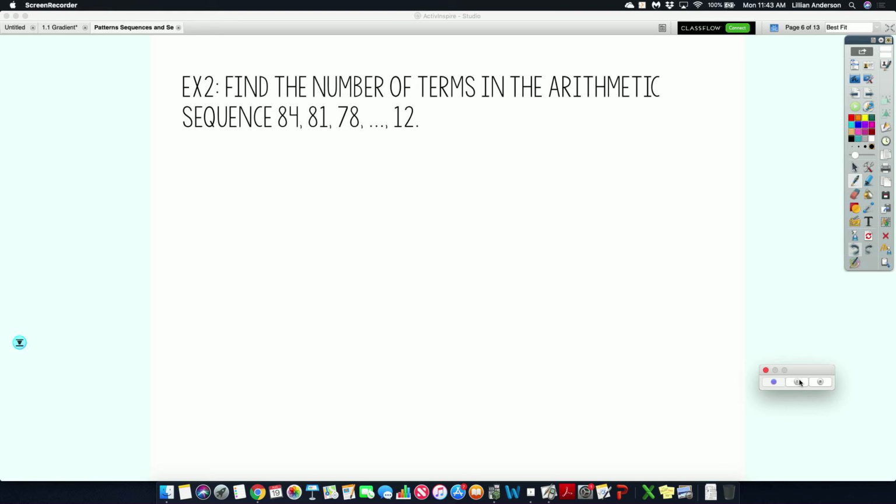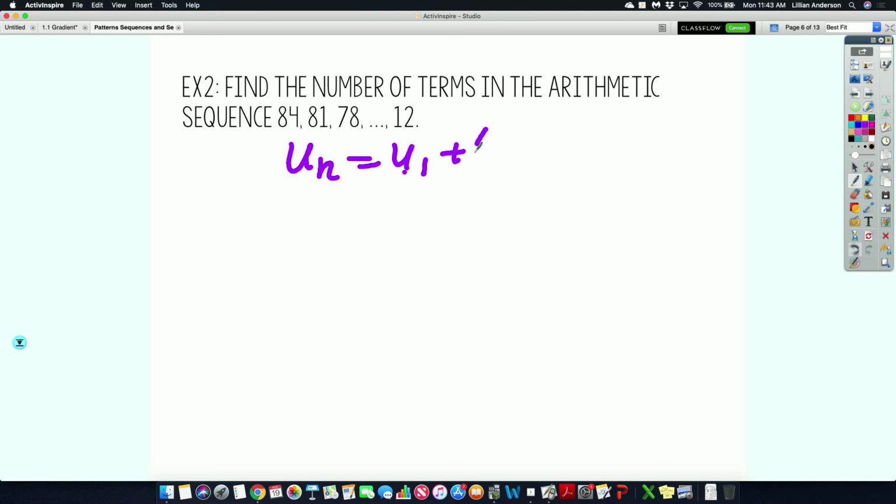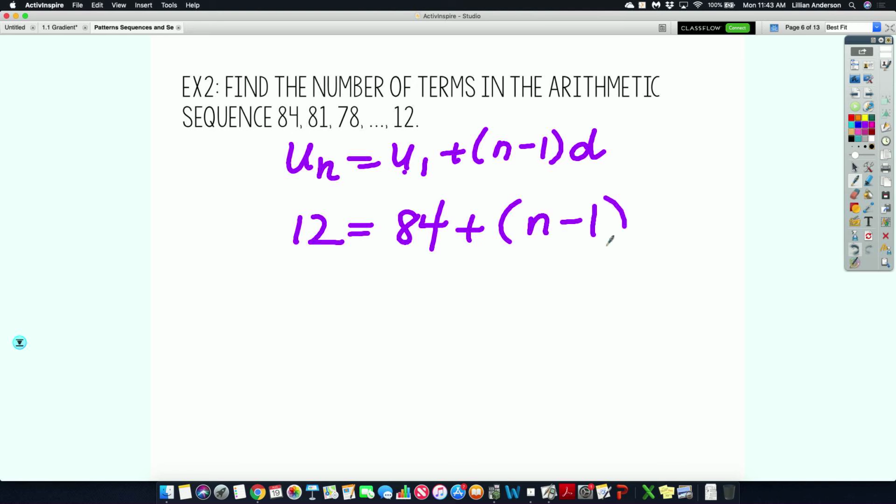Okay? How do you find it using the formula? Well, remember, this is the formula to find the nth term of a sequence. Well, don't I already know what the nth term is? 12. So I can replace u sub n with 12 because that is the nth term. What's my first term? 84. The one thing I don't know is my number of terms, is what I'm looking for. So I'm looking for n. What's the common difference again? -3. And now I have a nice little linear equation that I just need to solve.